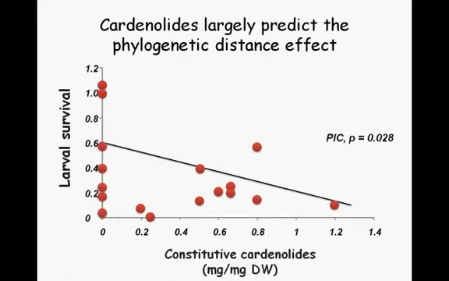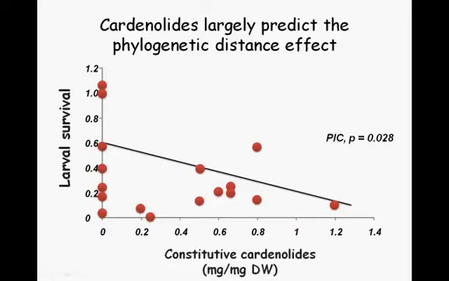This effect is largely predicted, not completely, by the root cardenolides in those 17 milkweed hosts. So again, each one of these dots is a species of milkweed. Here you're seeing the constitutive cardenolides in the roots on the x-axis and larval survival, and there's also a negative relationship here. Interestingly, and plug your ears if you're not interested in this kind of thing, this relationship is not significant in the raw form. This is sort of the raw data, and it's only significant in the phylogenetically independent contrast.